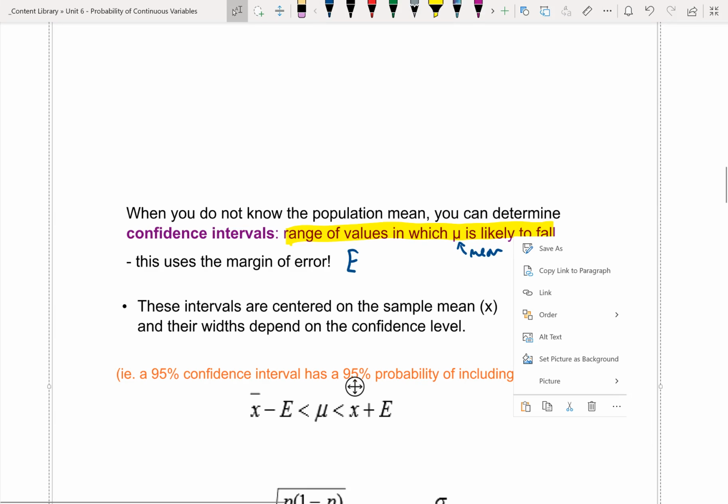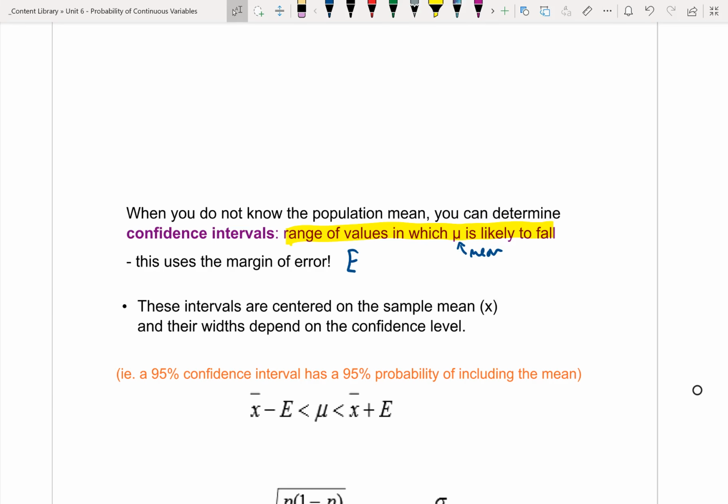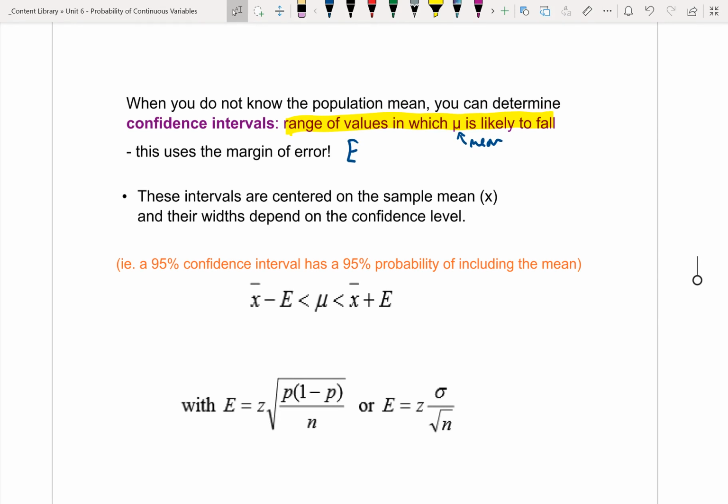So for example, if I have a 95% confidence interval, it has a 95% probability of including the mean. So for my formula, I have that mu, or the population mean, is greater than the sample mean minus the margin of error, but less than the sample mean plus the margin of error. So again, remember x bar is the sample mean. Our E values refer to the margin of error.